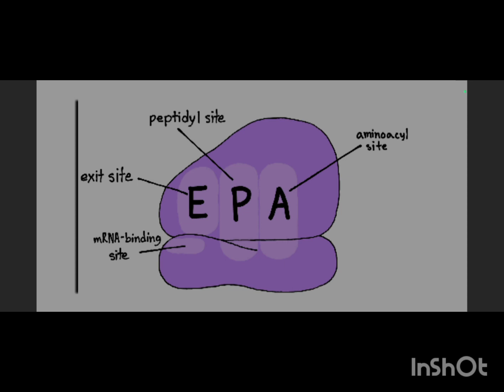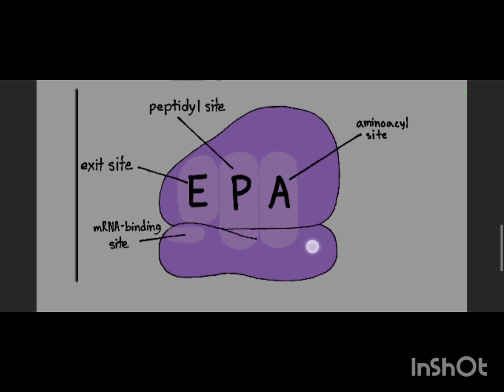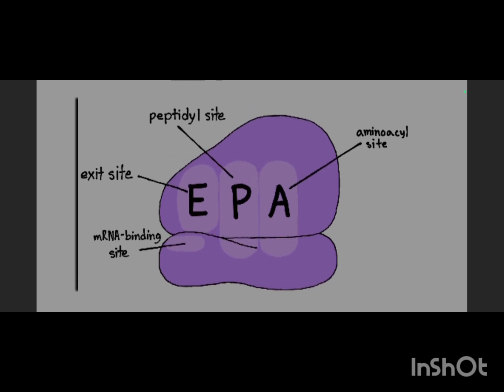So first we will learn how the ribosome looks, and how many gates or channels are present in a ribosome. So here in this slide you can see this ribosome is made up of two subunits. One is bigger and one is smaller. And as you can see here, there are three gates present: E, P and A. A stands for amino acid site, P is peptidyl site, and E for exit site.